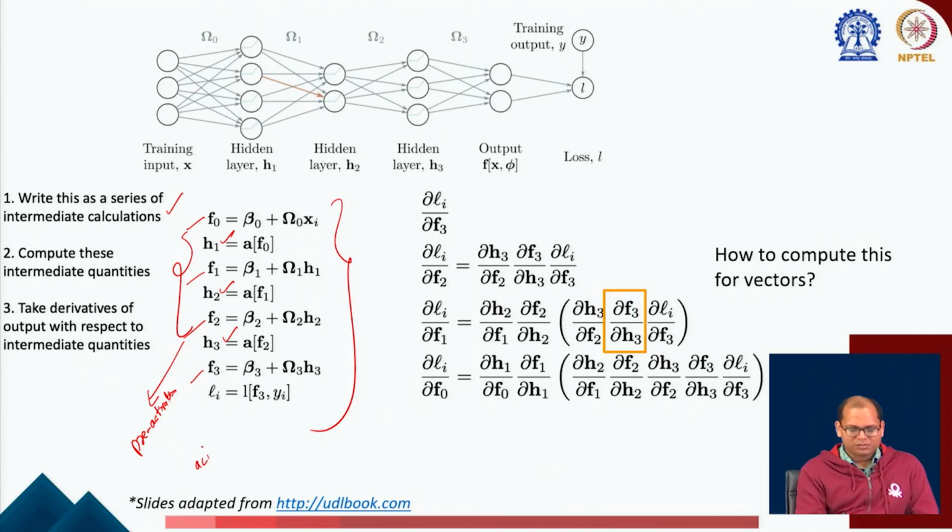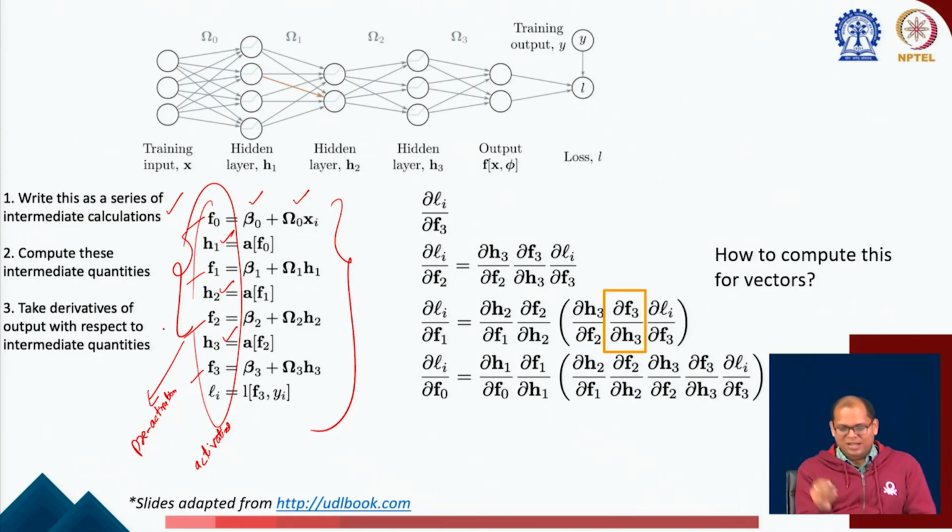They were my activations. Now my parameters are all these betas and omegas. So I have to compute the loss, the derivative of the loss with respect to each of these parameters. And for that, I'll follow a similar path. I'll compute the derivative with respect to each of the intermediate quantities that I have described.